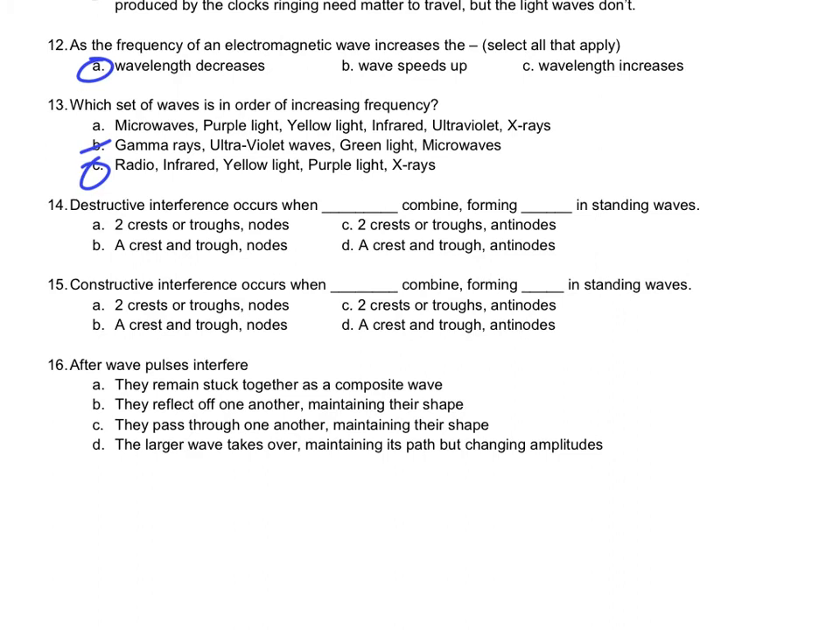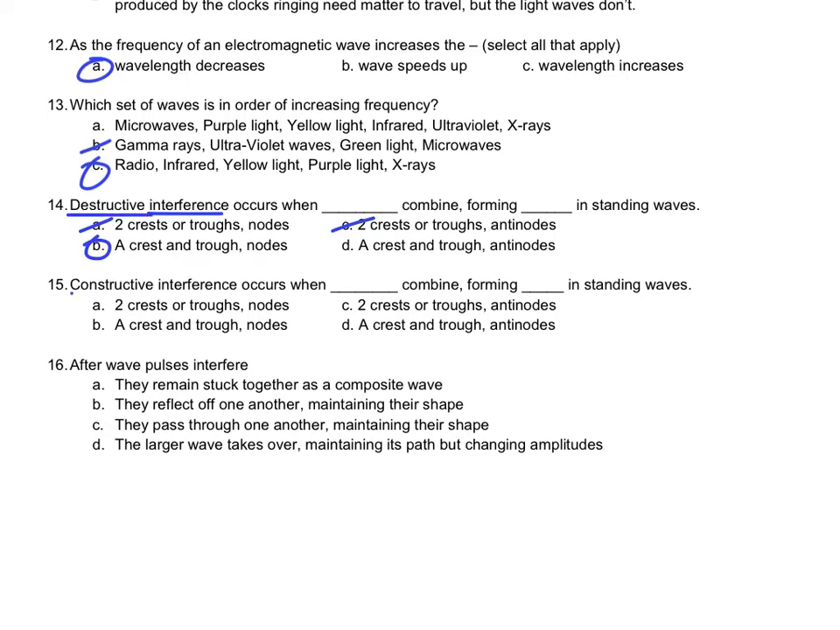Number 14, destructive interference occurs when? So destructive, they're going to destroy each other. They're going to cancel each other out. So it's got to be a crest and a trough. So it's not A, it's not C. And when they cancel each other out, you get areas of no energy. In a standing wave, those are called nodes. Answer choice B.